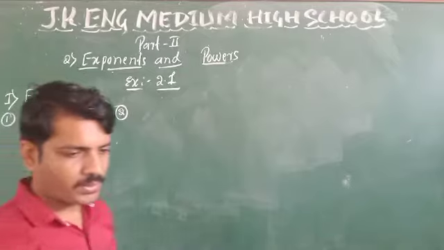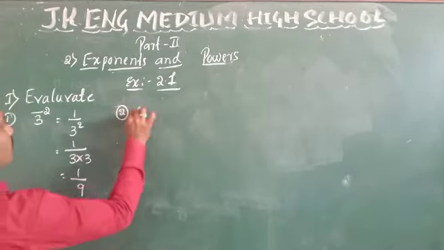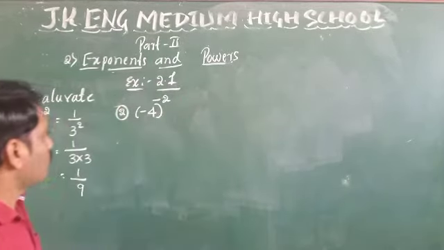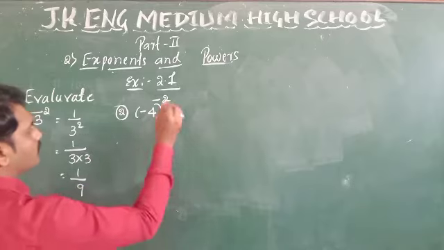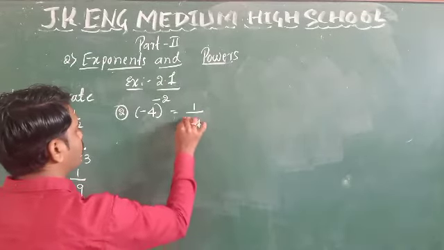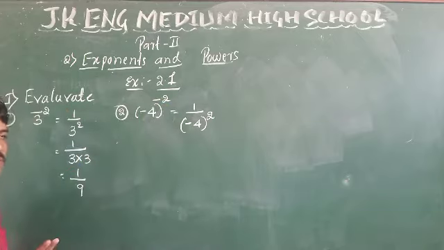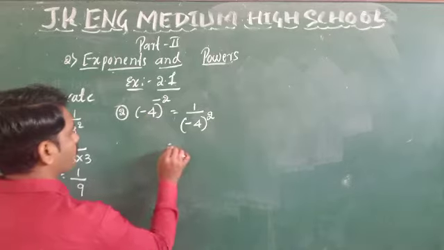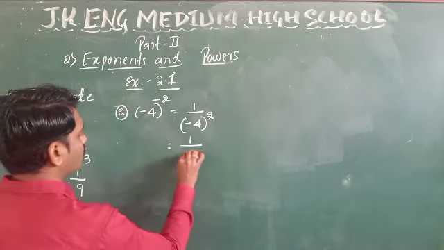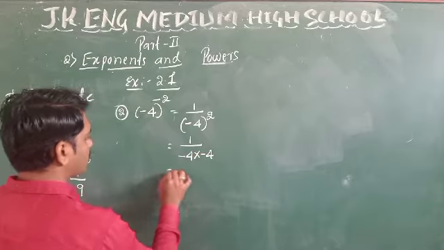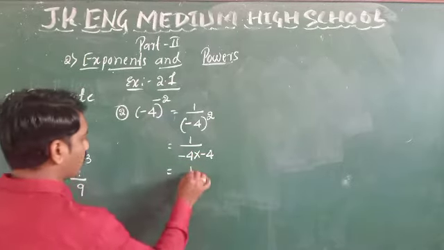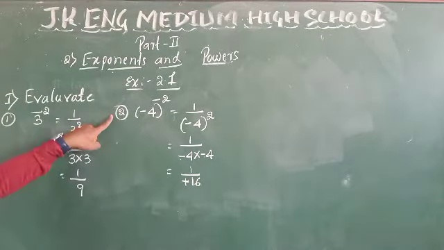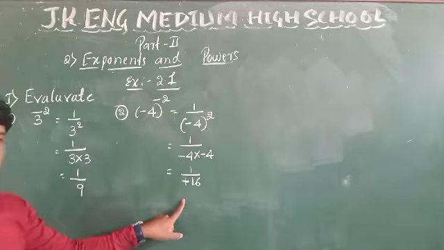Question number 2. Minus 4 to the power minus 2. Okay. So how to solve this? First, 1 divided by (minus 4) to the power 2. Why? Power is minus, base is also minus. Next, 1 divided by, so how many times do you have to multiply? 2 times. Minus 4 into minus 4. 1 divided by, minus into minus is plus, 4 4s are 16. The answer of question number 2 is 1 divided by 16.